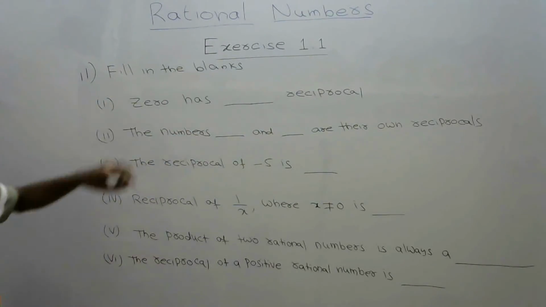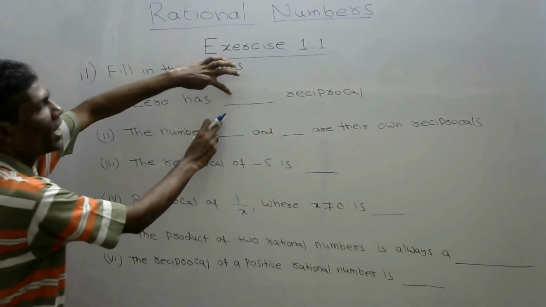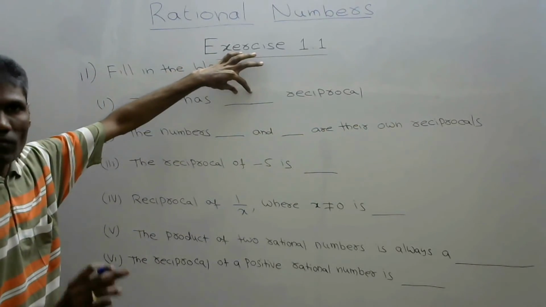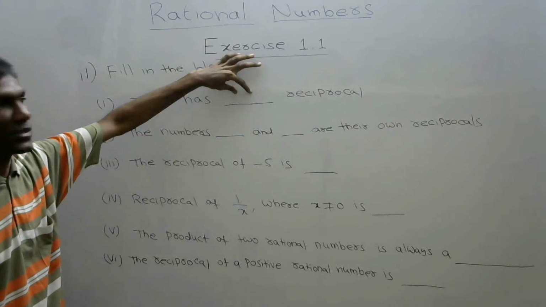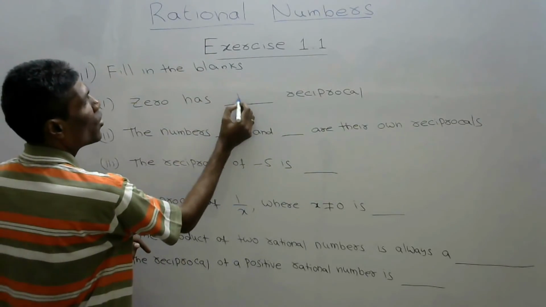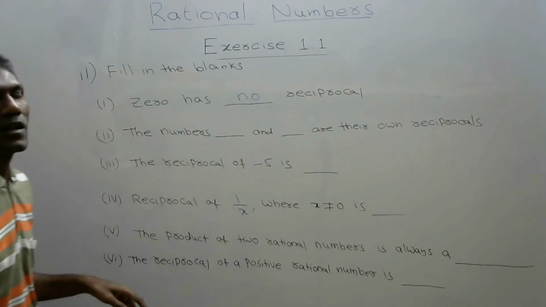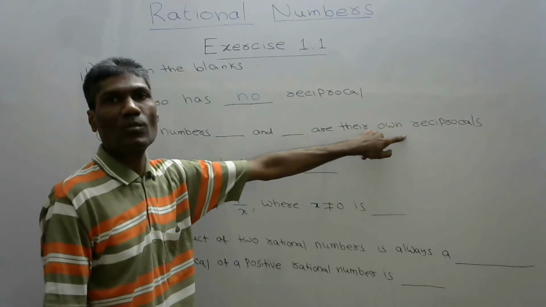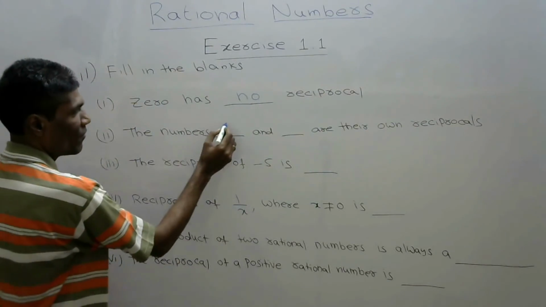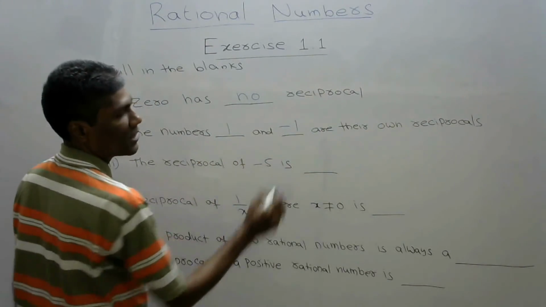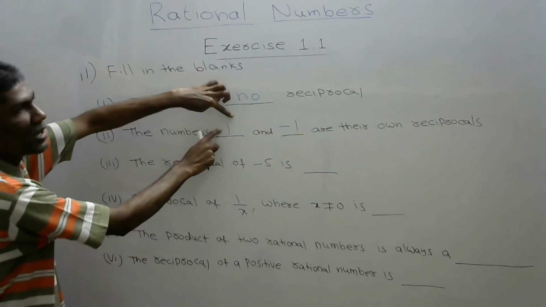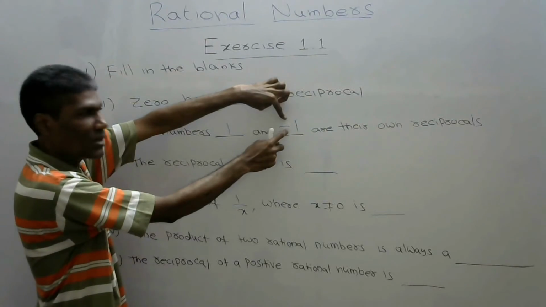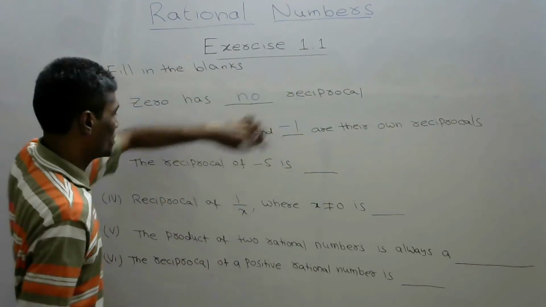11th question. Fill in the blanks. 0 has dash reciprocal. Does 0 have a reciprocal? 1 by 0. No, it does not exist. So 0 has no reciprocal. Then the numbers dash and dash are their own reciprocals. The numbers 1 and minus 1. Because 1 by 1 is 1, and 1 by minus 1 is the same, minus 1. We will get the same numbers.